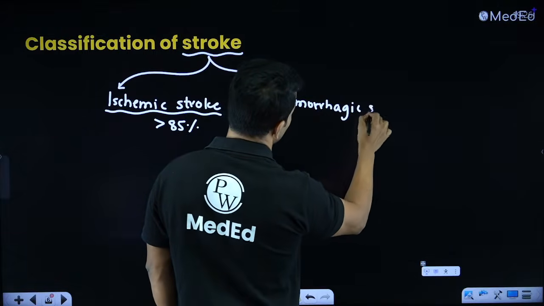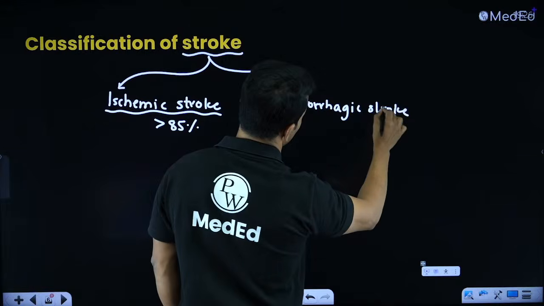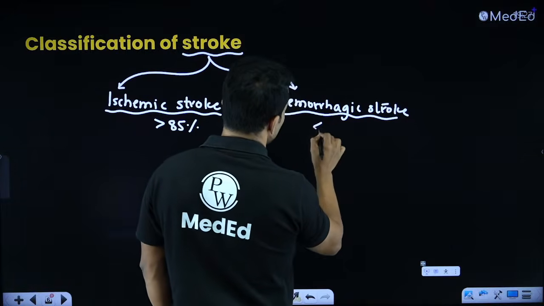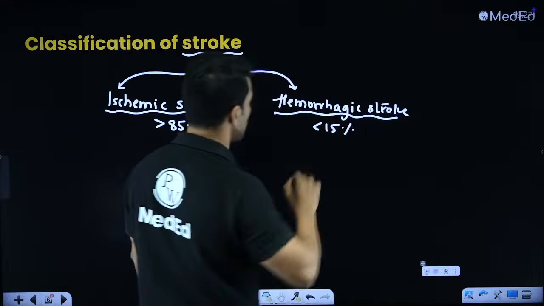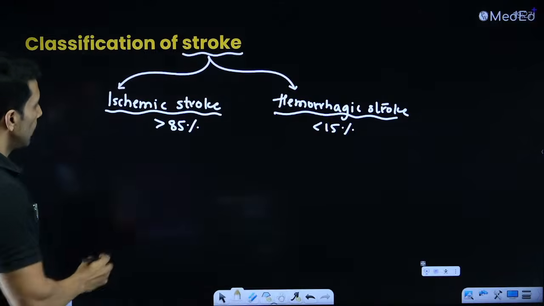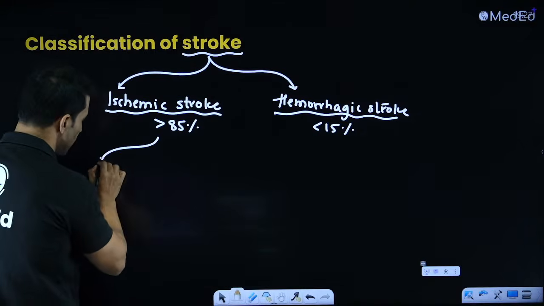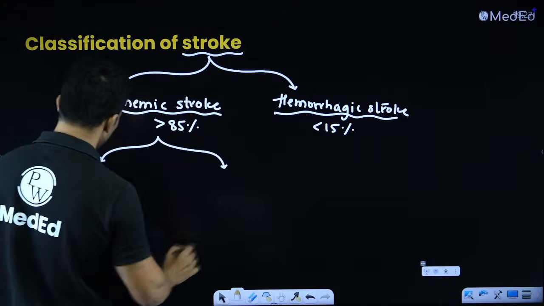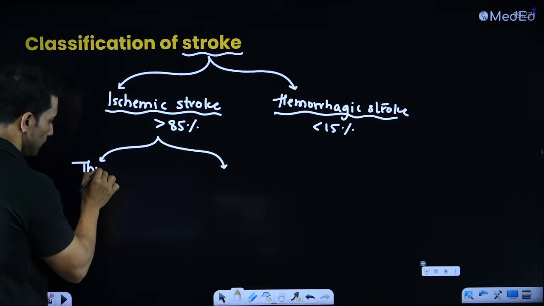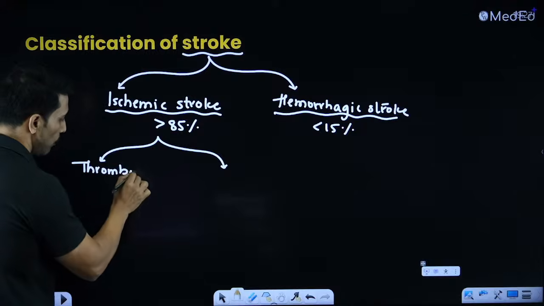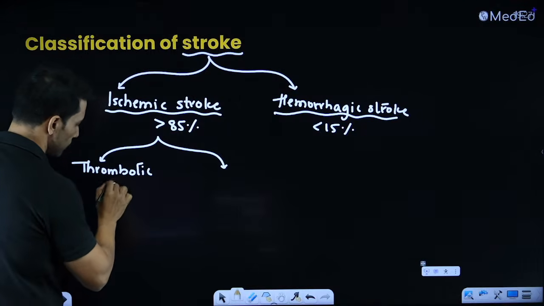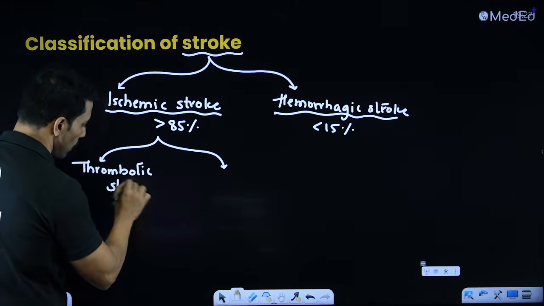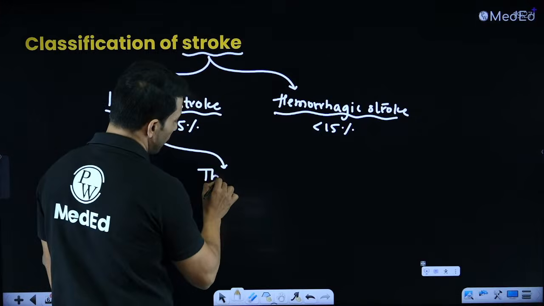Hemorrhagic stroke is relatively less common. This accounts for generally less than 15% of cases of stroke. Now, this ischemic stroke is further divided into thrombotic stroke, or thromboembolic stroke.